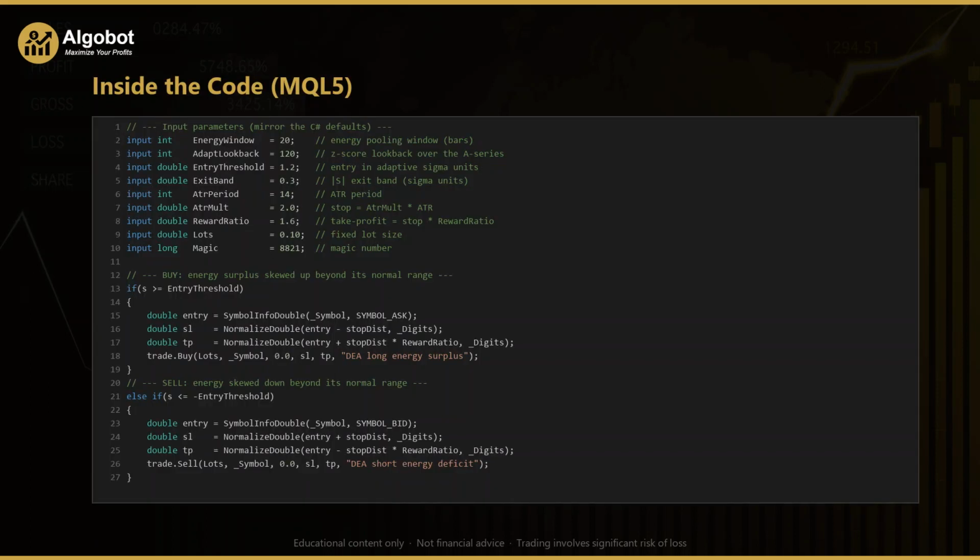Let's look at the actual MetaQuotes language code you'd see if you opened this expert advisor in MetaEditor. At the top are the input parameters, and these mirror the defaults exactly. EnergyWindow is set to 20 bars, the adapt lookback to 120, and the entry threshold to 1.2 sigma with an exit band of 0.3. The ATR period is 14, the ATR multiplier is 2, and the reward ratio is 1.6. Lots and the magic number round out the list. Because they're inputs, you can adjust any of them from the EA's settings window without touching the code. Below that is the long side.